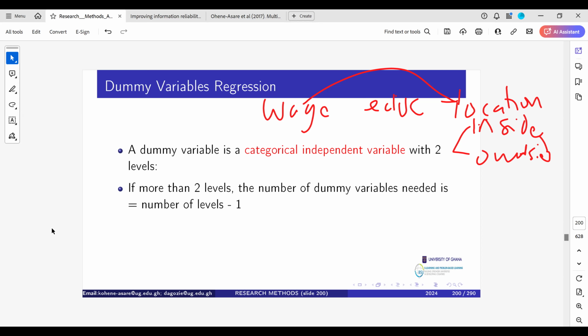Please write it down. The number of levels are always one more than the number of dummies, which means that the number of dummies are always one less than the number of levels. Take note of this, very important.